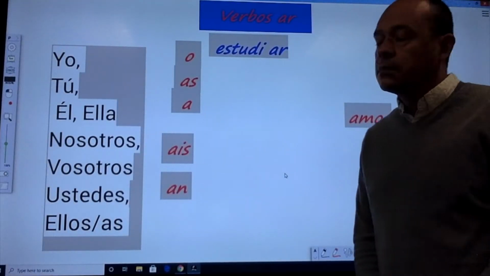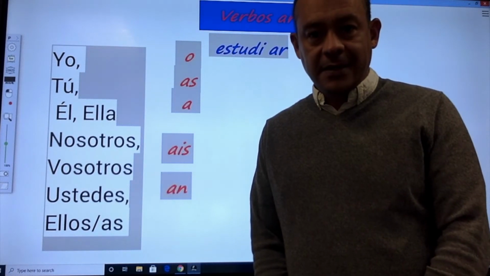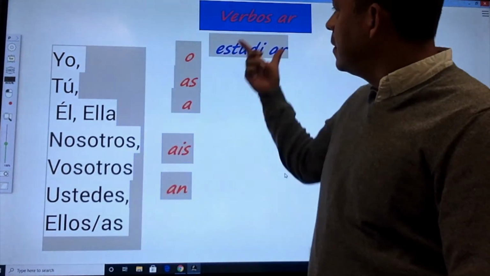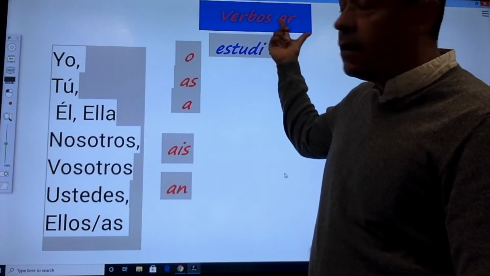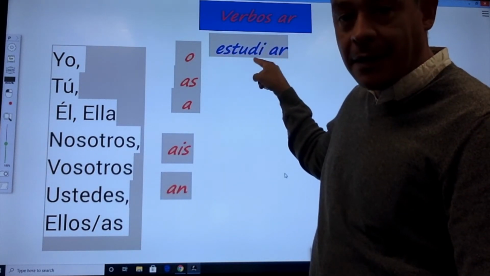So, now, in this next unit, we are going to learn the first big chunk of verbs, and most of them are going to be AR verbs. Here is the list. The regular AR verbs in the present in Spanish. Why are they called AR? Simple. They end in AR.